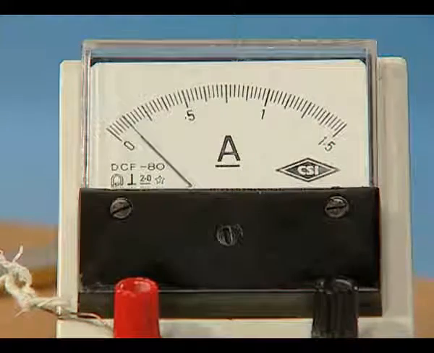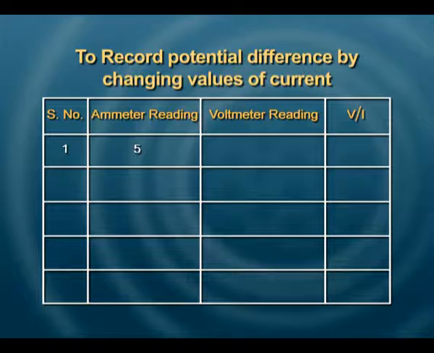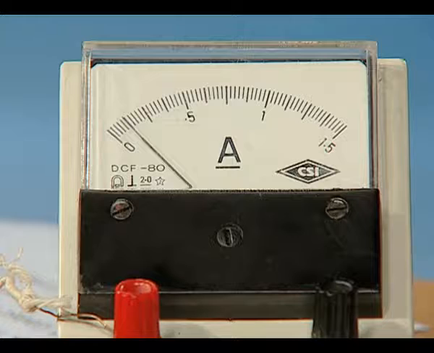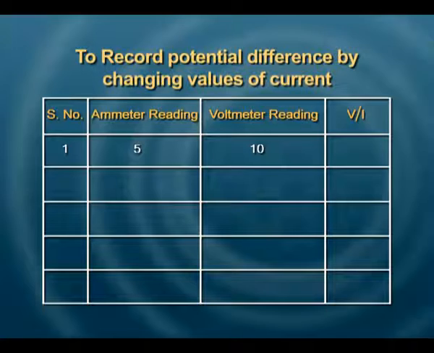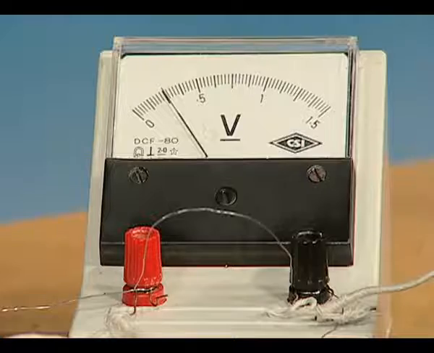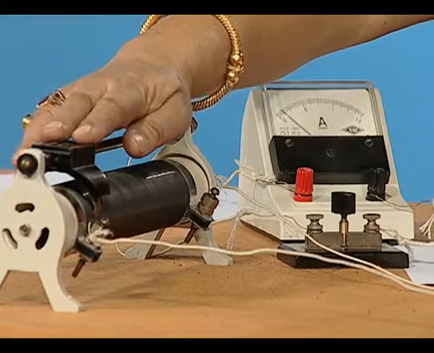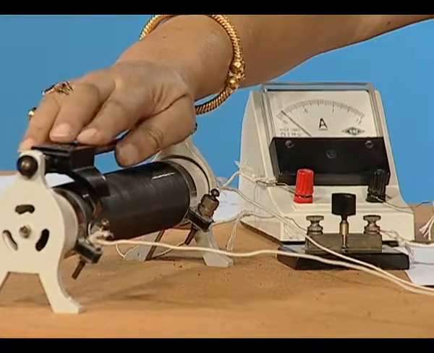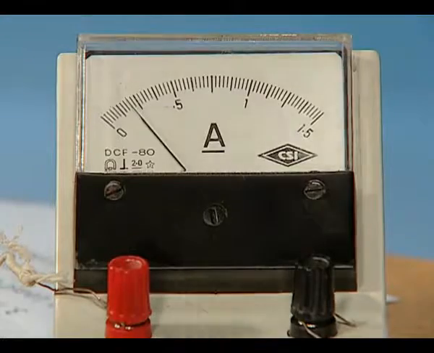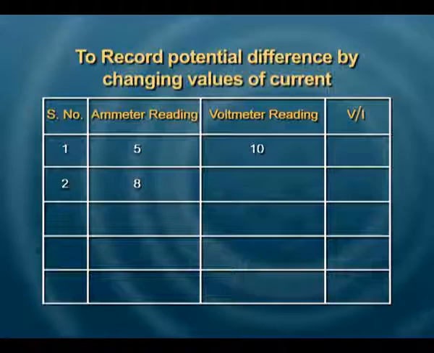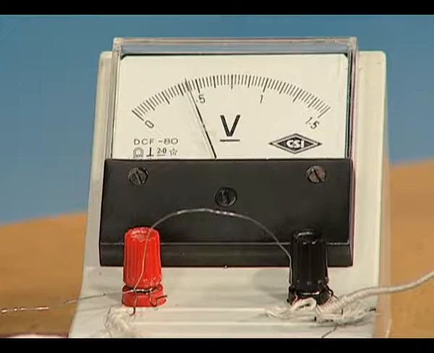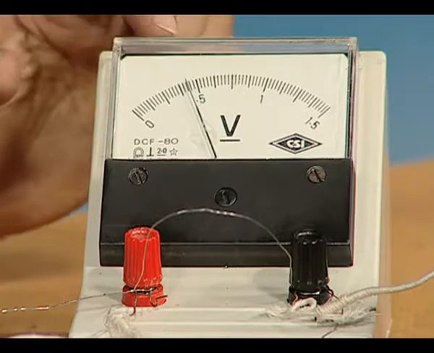The ammeter reading is 5 divisions. We can record the reading in divisions and later multiply it by the least count to get the real value in amperes. The corresponding voltmeter reading is 10 divisions. We change the value of current in the circuit using the rheostat and observe that the ammeter reading is 8 divisions and the voltmeter reading is 18.